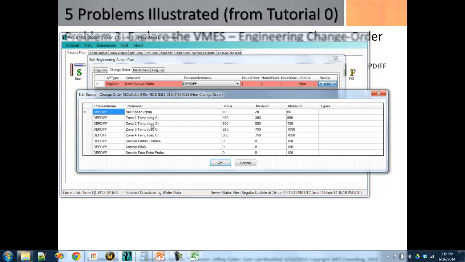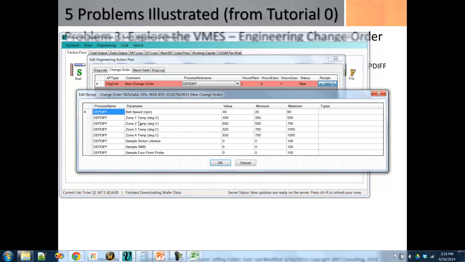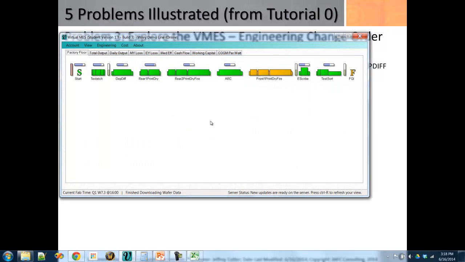So now we find the recipe that we are required to change, zone 1 temperature. We want to change the zone 1 temperature from 450 to 451. So we click OK button, and then we click OK. Now that creates an engineering change order that will be executed by the VCF server sometime in the near future.